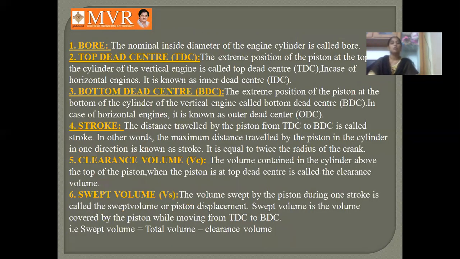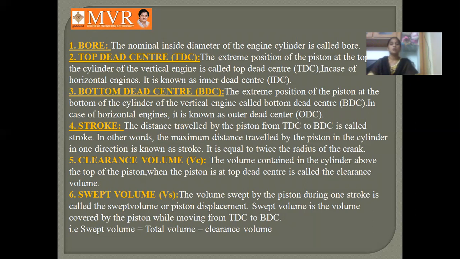Bore. The bore is the inside diameter of the engine cylinder. Top dead center is the extreme position of the piston. The position of the piston at the top of the cylinder of a vertical engine is called top dead center. In case of horizontal engines, it is known as the inner dead center. Bottom dead center is the extreme position of the piston at the bottom of the cylinder of a vertical engine. In case of horizontal engines, it is known as the outer dead center.